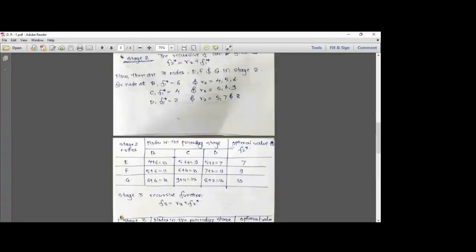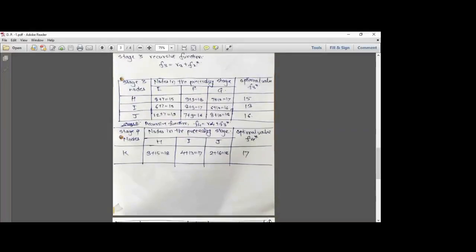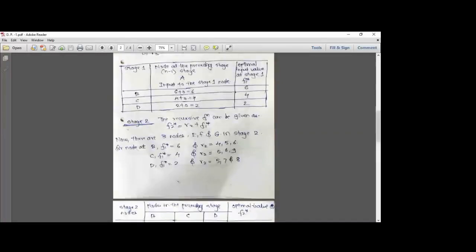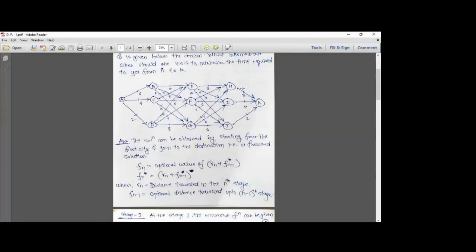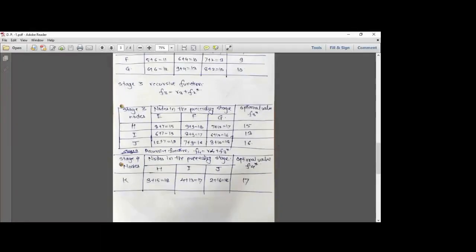Right. So now, lastly, what is our next node in stage 4? In stage 4, the node is K. Same thing, I have written the recursive function for stage 4 and then immediately came to the table. The node of stage 4 is only one, K. In the preceding stage we have the nodes H, I, J. From H to K it takes 3 units, from I to K it is 4 units and from J to K it is 2 units. So here you can see what I have written, the same thing: 3, 4, and now it is for H.